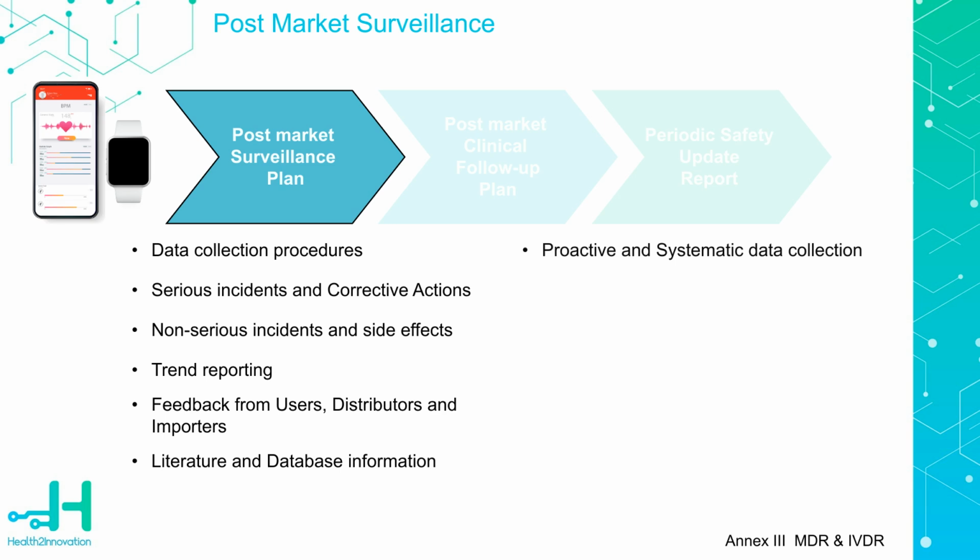The PMSP needs a process to collect information proactively and systematically. This ensures proper data collection and performance monitoring within the QMS. It should help understand the app's performance and compare it with similar products. For instance, the plan should explain how data on false alerts and missed detections is collected and analyzed.